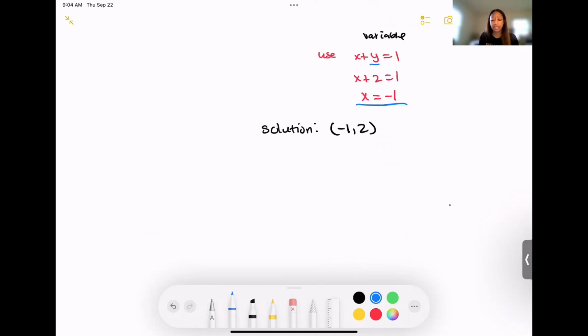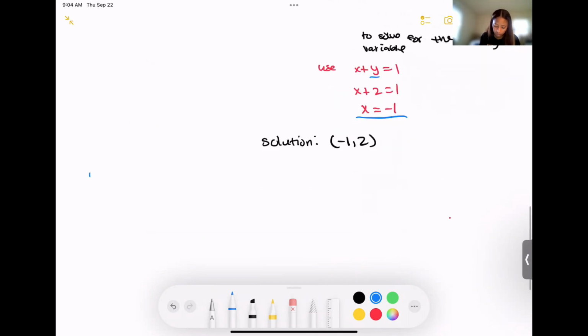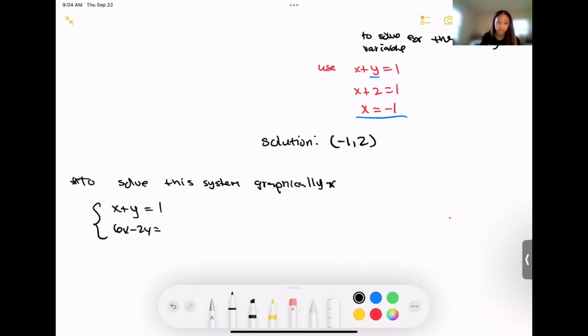Before we go on to another example, I want to talk about how we could solve this graphically as well. To solve this system graphically, this is the easier way, but there is a little bit of work. We want to take the original equations, x plus y equals 1 and 6x minus 2y equals negative 10. In order to graph these, we have to have them in slope-intercept form. So we're going to write in slope-intercept form.